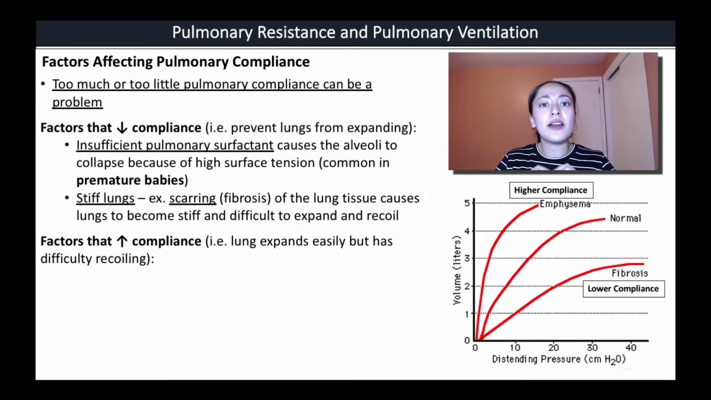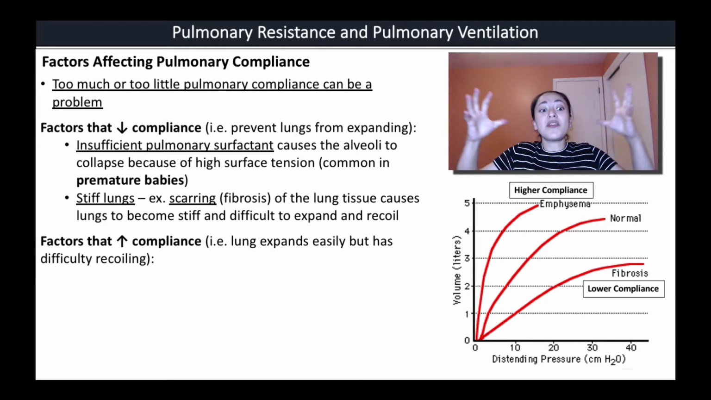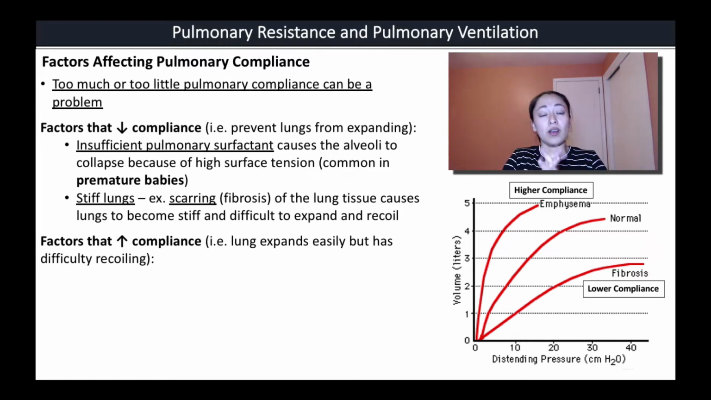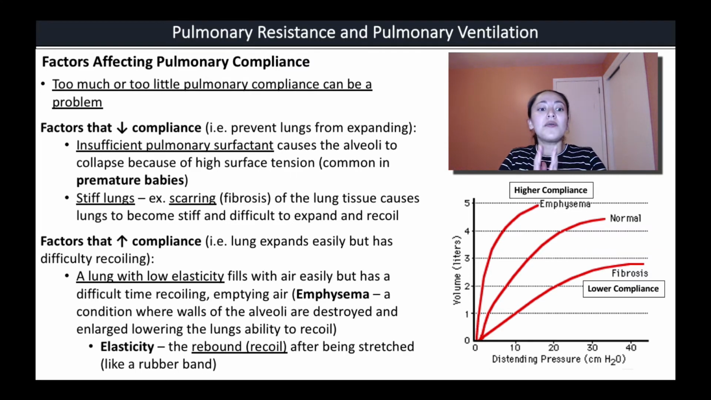Now let's talk about a factor that increases compliance. You could think of it as the lungs listening a little bit too much, okay? The lungs expand really easily, but they have a difficult time recoiling. One thing that would cause this to happen is if a lung has low elasticity.